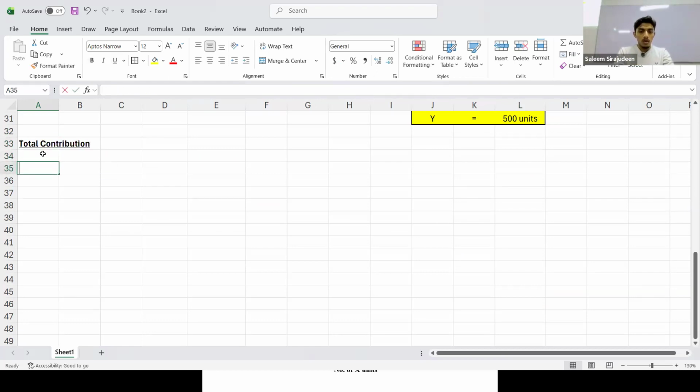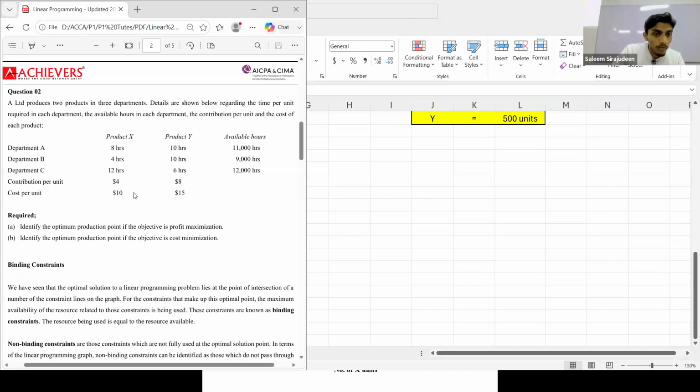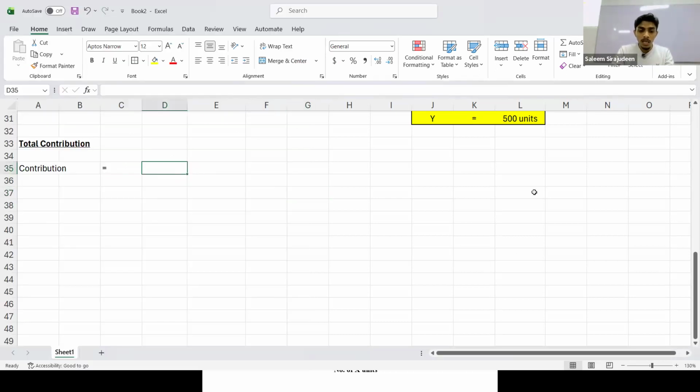right? So contribution equal how much? So here for 1 unit of what? For 1 unit of Y, how much are they giving? For 1 unit of X, sorry, $4. For 1 unit of Y, it is $8. Then it will be 4X plus 8Y. This will be your contribution line. Yes or no? Yes.